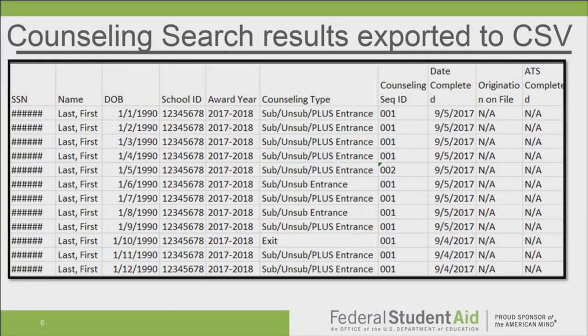Social Security number, name, date of birth, school, ID, award year, counseling, date completed, whether or not there is an origination on file.